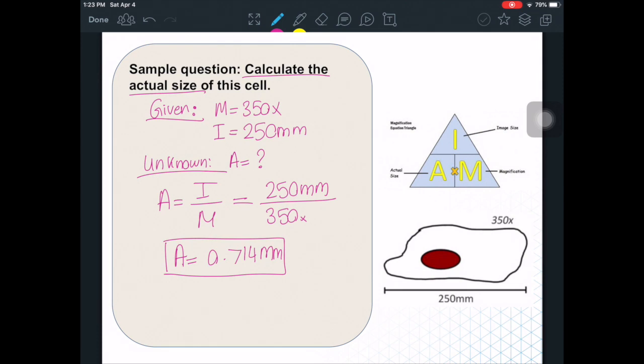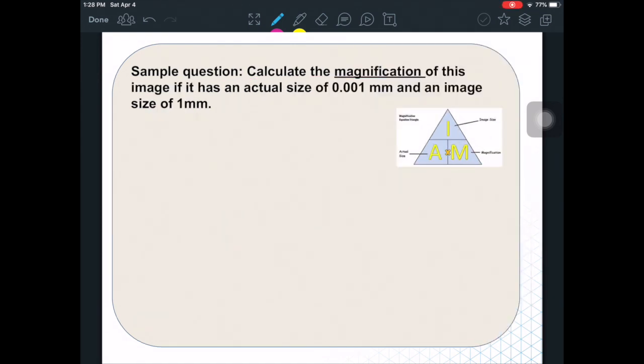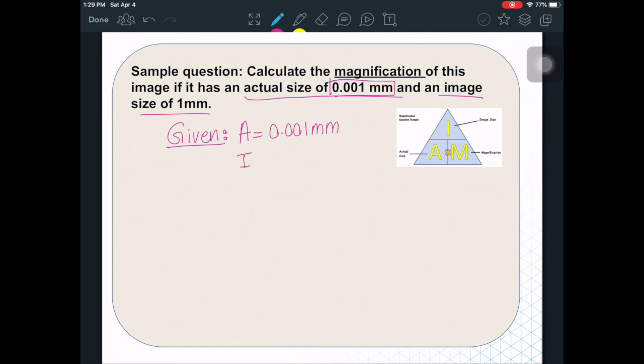All right, we're going to try another example. Okay, so now let's try this question. Calculate the magnification of this image if it has an actual size of 0.001 millimeters and an image size of 1 millimeter. So let me see what my unknowns are. I know my actual size and I know my image size. So givens are A equals 0.001 millimeters, and my image size equals 1 millimeter, right?